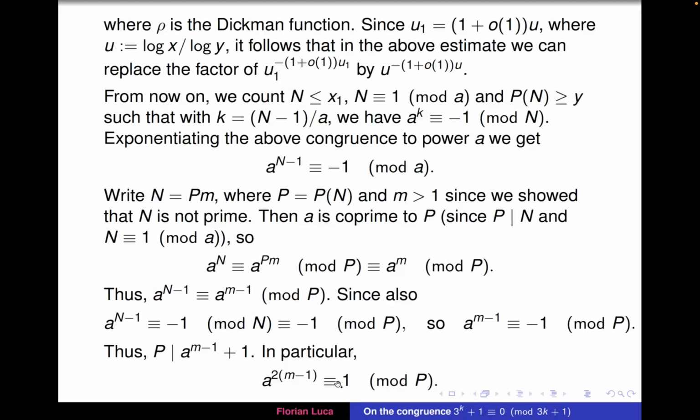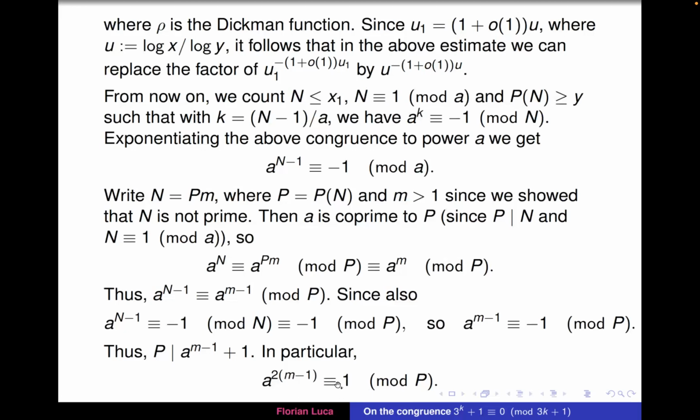In particular, P has the property that it divides a to the power 2 times m minus 1 minus 1, and little m is not 1, because we know that the number capital N is not prime. And that's what's going to restrict P. So now P is a large prime, which has the property that it divides this expression.